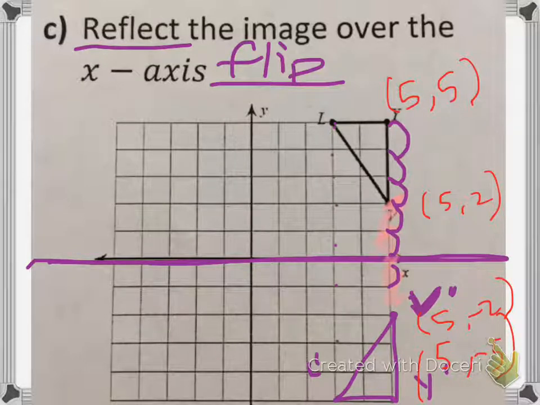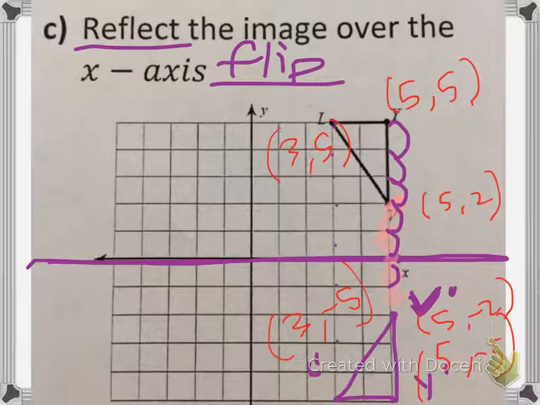So keep that in mind as we're going, because sometimes it's just easier to memorize the rule instead of trying to find the actual points every single time. And then L, I was over 3 and up 5, so this is 3, 5. So in theory, then, this should be 3, -5.